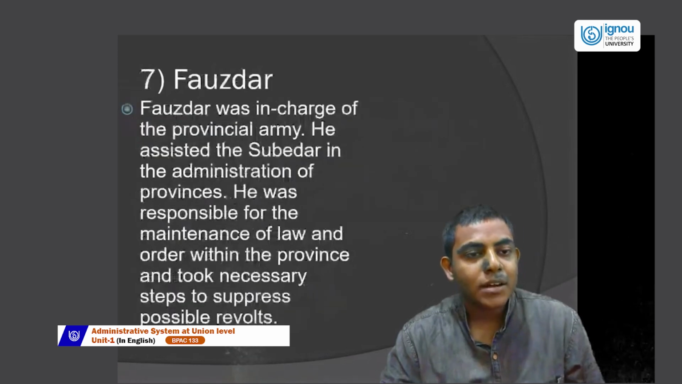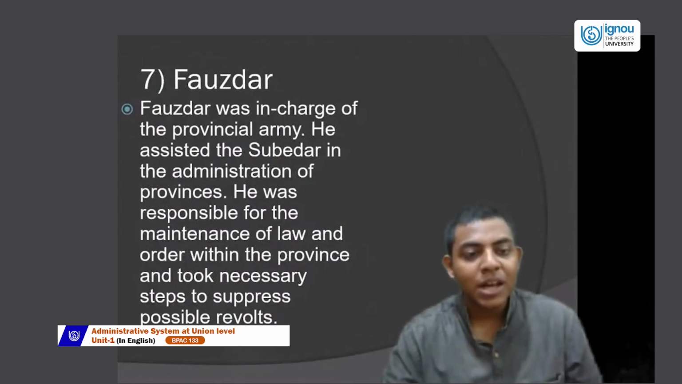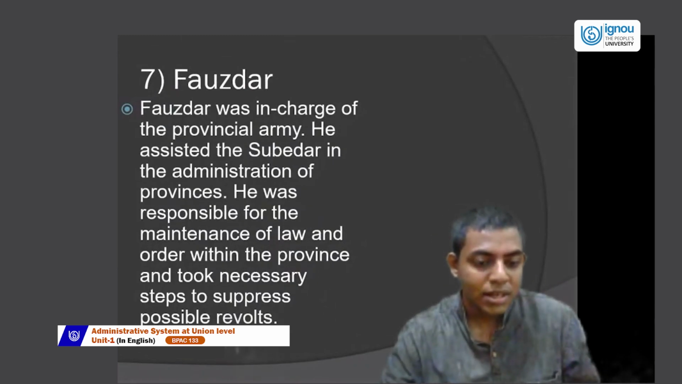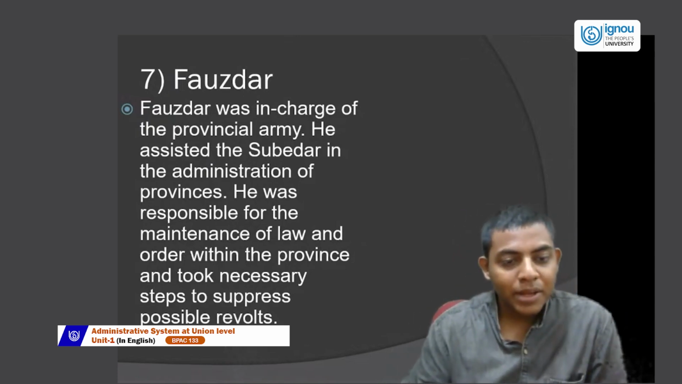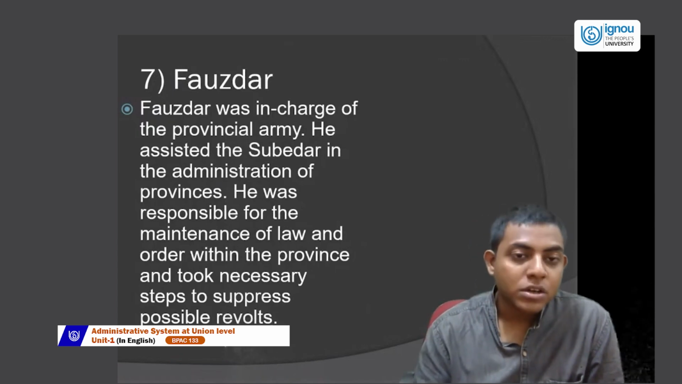So another important official at the provincial level was in charge of the provincial army, and he also assisted the Subedar of the province in administration of provinces, and was similar to the Mir Bakshi at the central level during the Mughal period. The Fauzdar was responsible for the maintenance of law and order within the province and took necessary steps to suppress revolts.